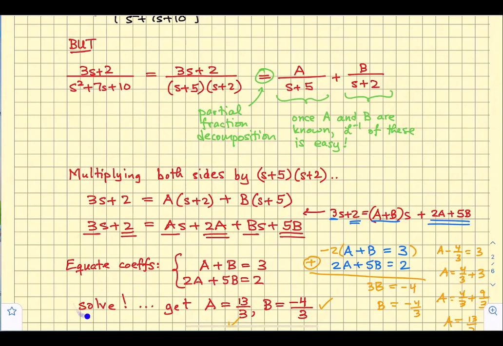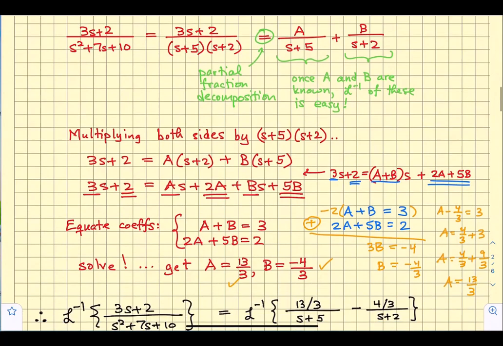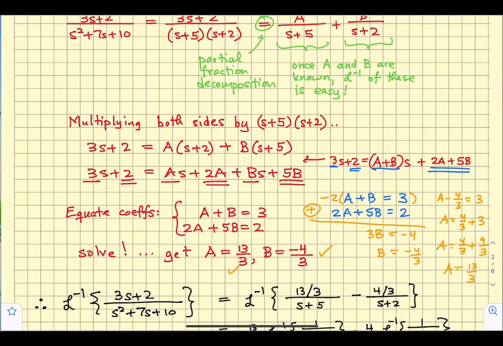Now you could solve this by whatever method you like. This is a 2x2 linear system. You could use substitution or elimination, or even use a little baby 2x2 matrix to do this. It doesn't matter. However, here I've shown you the work for doing this by elimination. At the end of the day, A comes out to be 13/3, and B comes out to be -4/3. And all we've done is a bunch of algebra.